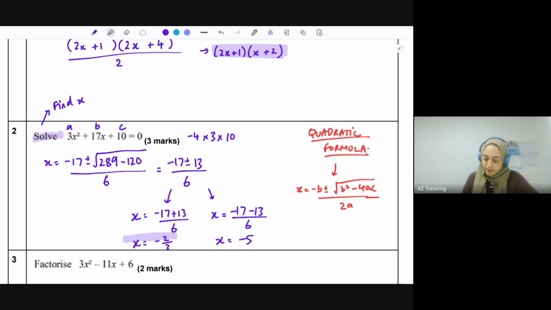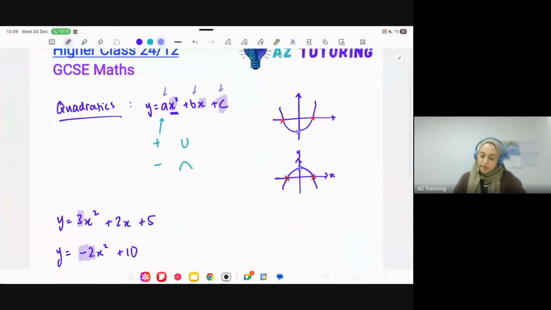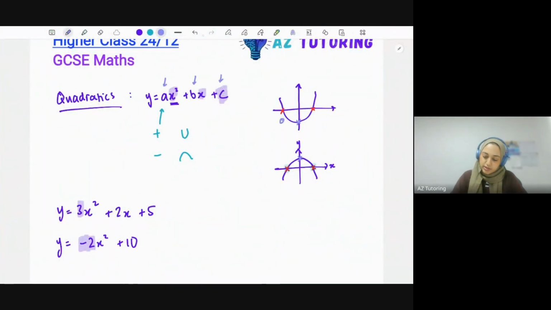We've solved it. We've found our x values, and we expected two values because if you look back to the quadratic graph, it crosses at two places. So I'm expecting two answers. That's the reason why you get two answers with quadratics.